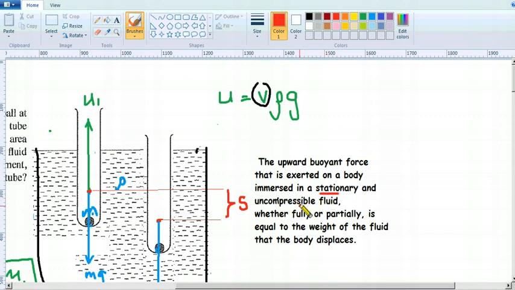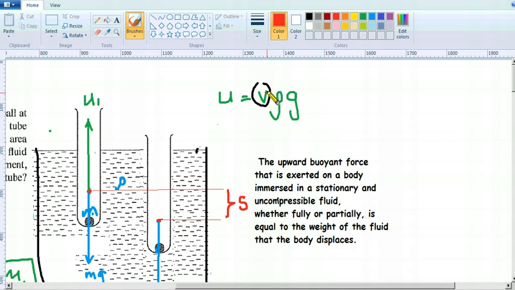Stationary. The fluid must be stationary and incompressible. That means we can't change the volume by applying a force. So those two words are essential. So, the weight of the fluid.